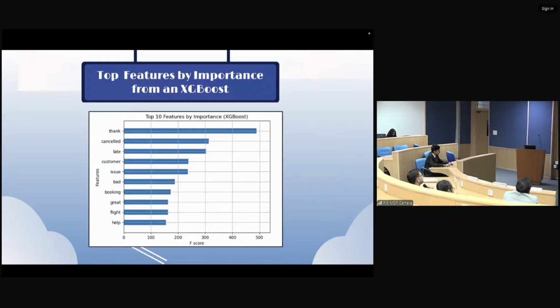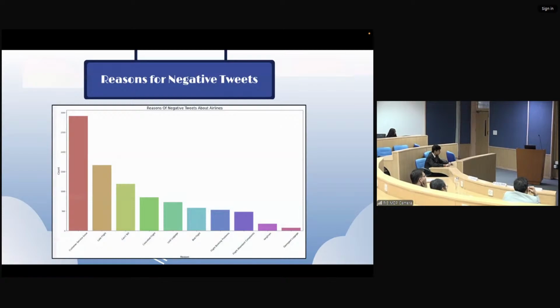Based on the XGBoost F scores, we found out the really important features in our data: late, cancel, mostly negative ones, like customer issue, booking, flight, help. So this is how these things need to be worked upon. Then we also tried to plot, on the basis of the keywords, what the reasons for negative tweets were. So this is how it looked. Customer service was the highest, then late flights, and sometimes they were neutral as well, then lost luggage and so on.